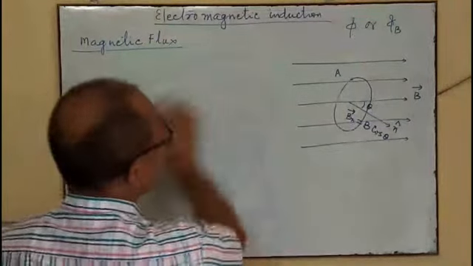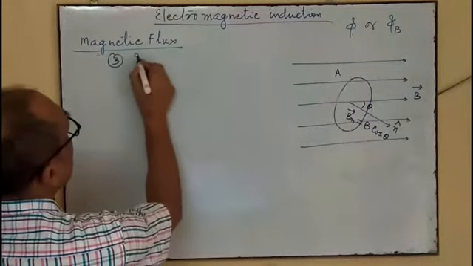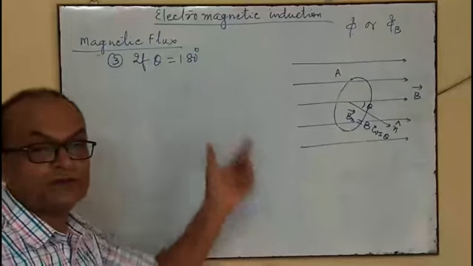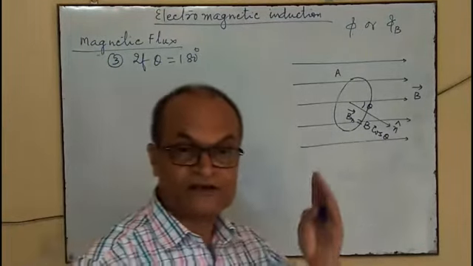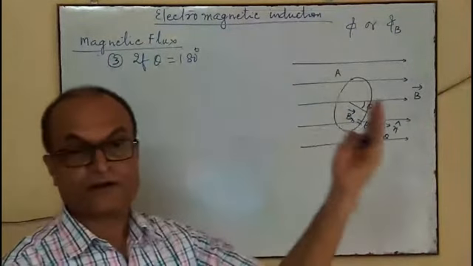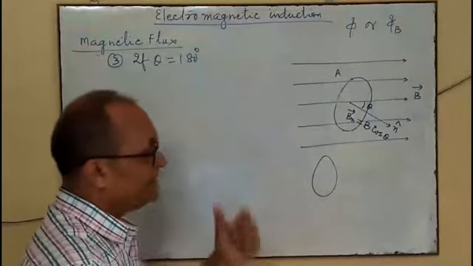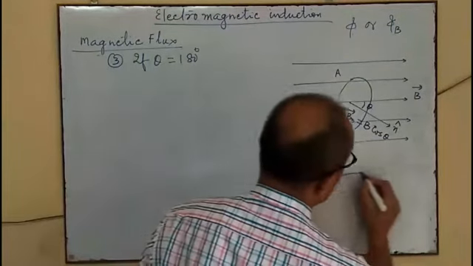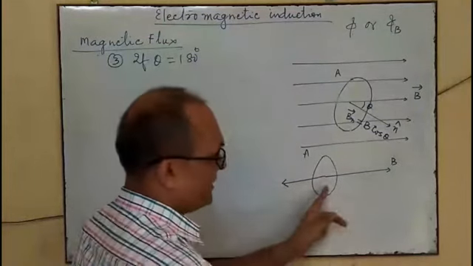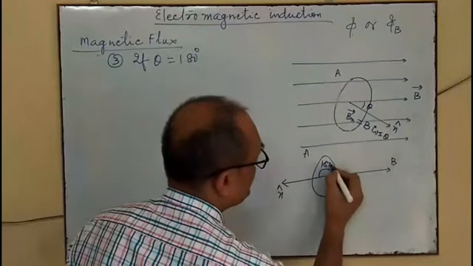In the third case, we will see when theta equals 180 degrees. That means the uniform magnetic field is in this direction and the direction of the normal is in the opposite direction. We will see it here in this diagram. This is the area A. This is the direction of the magnetic field B, and here is the normal on the plane of the area. This is the normal vector. Both have 180 degrees between them.